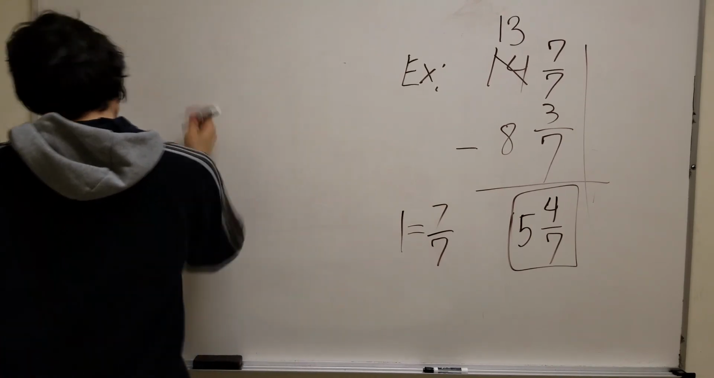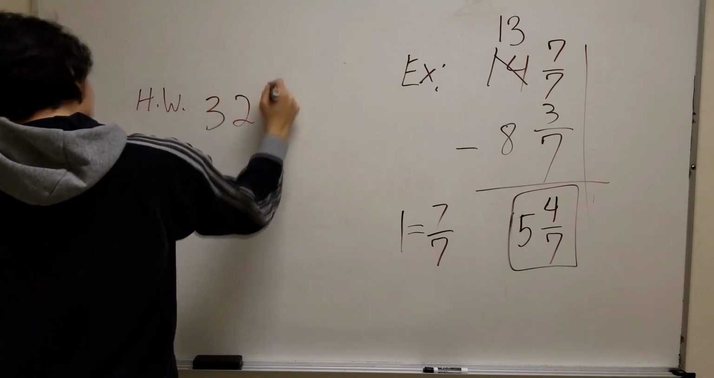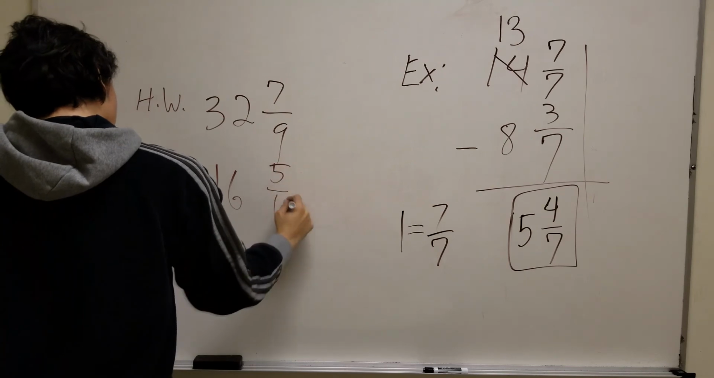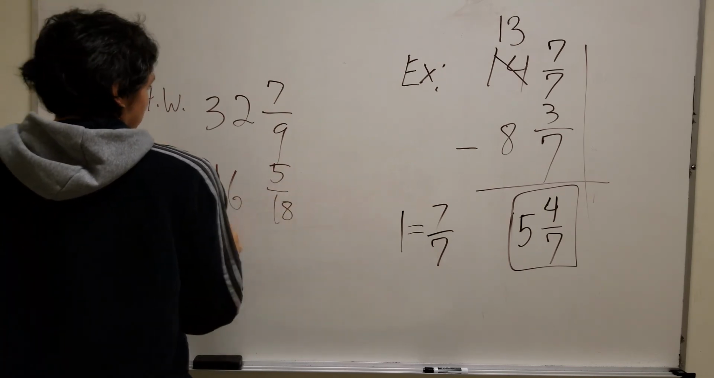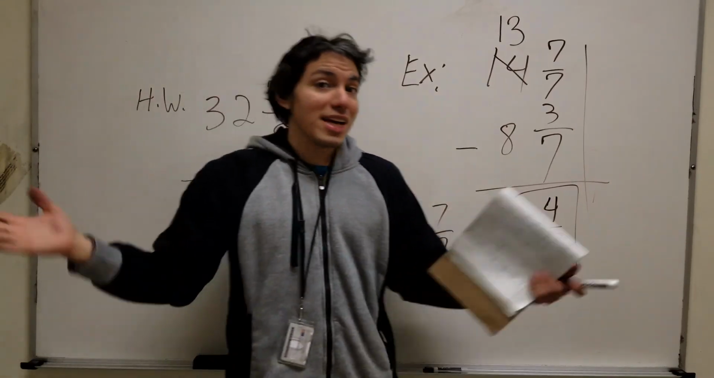So, for fun, this is your homework. 32 and 7 over 9 minus 16 and 5 over 18, and you work that out for yourself. Okay? So, that's the lesson for you guys.